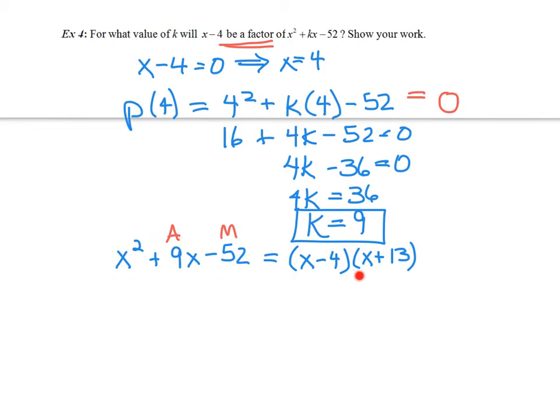So that tells me that I can write this in factored form, and x minus 4 is a factor when my k value is equal to 9. In fact, that's the only time I'm going to get an answer where I have no remainder, when k is equal to 9.